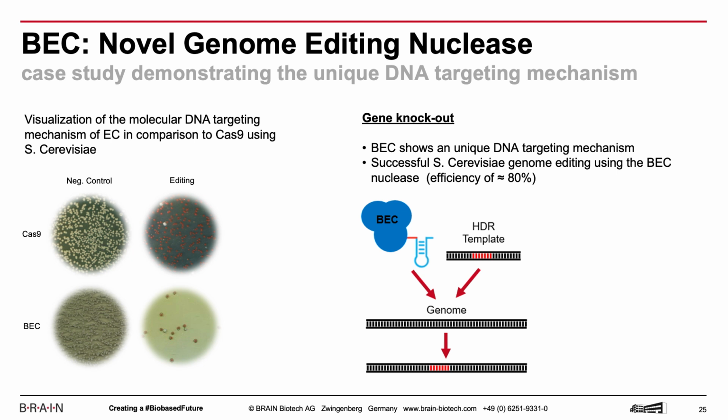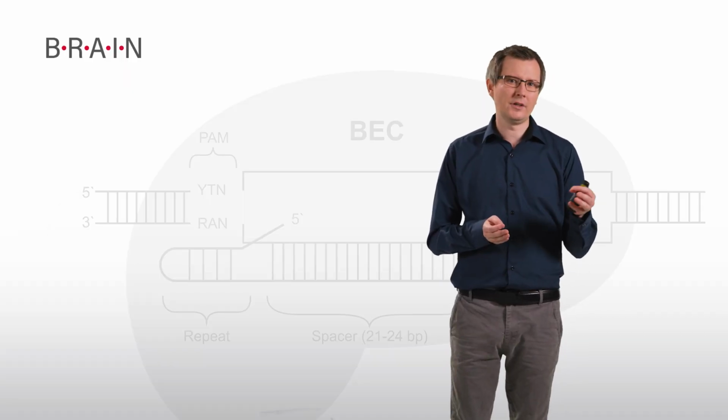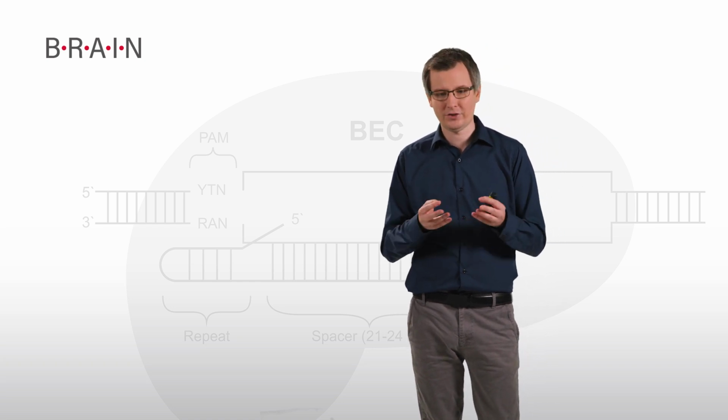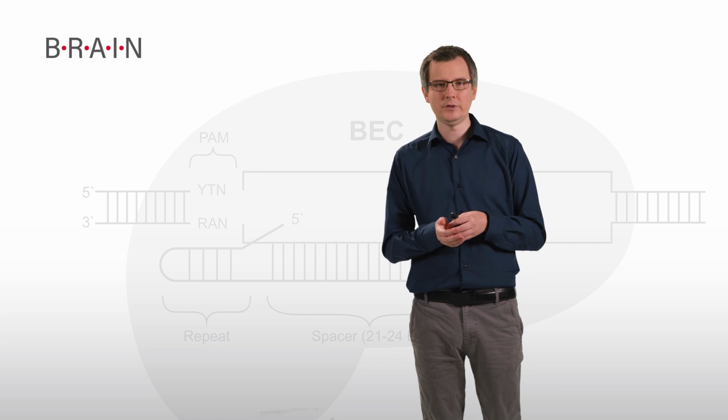strain. Then we did the same experiments using our BEC protein, and what we surprisingly could see there is that the results look quite different. So negative control, similar results, plate full of white colonies. Then when we activate the BEC protein, we see a huge decrease in the overall cell population. So around about 95% of the cells are just gone, wiped out by the BEC protein.